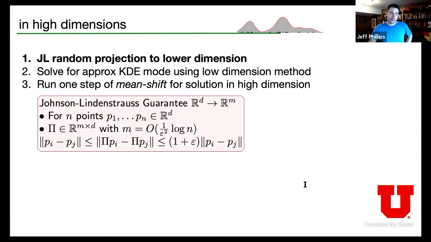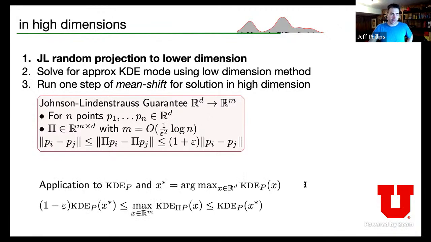Okay, so this is a standard Johnson-Lindenstrauss guarantee for n points in R^d. We want to do some sort of projection into m = O(1/epsilon² log n) dimensions, and we get this distortion guarantee. You'll notice that it's not symmetric. It's exact on the lower side and 1 plus epsilon on the upper side. And you'll see why in a second.